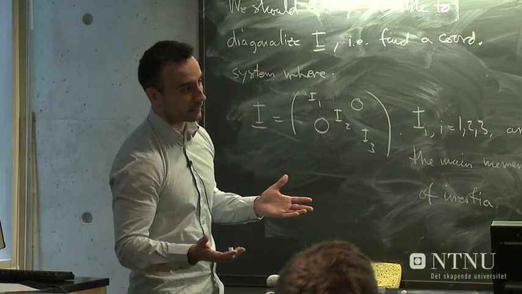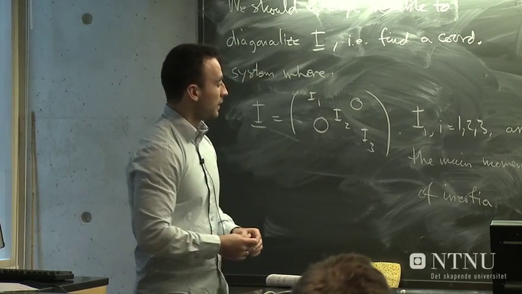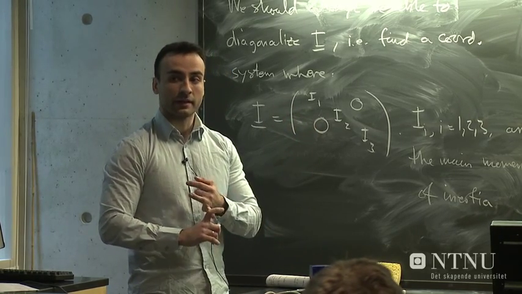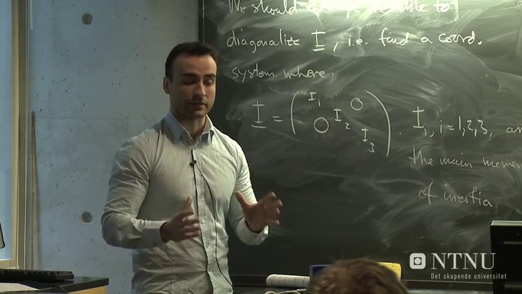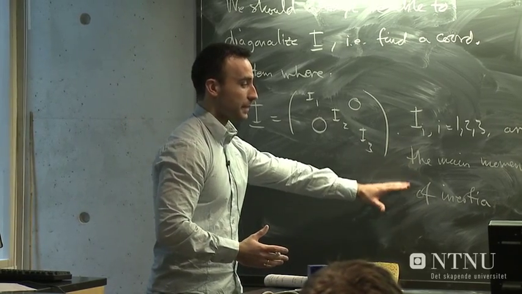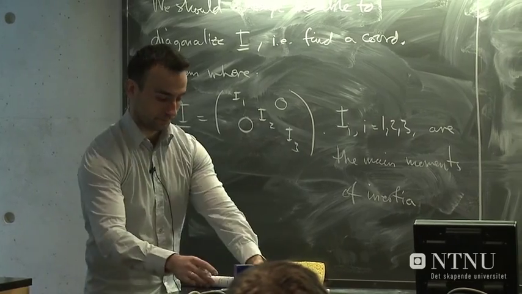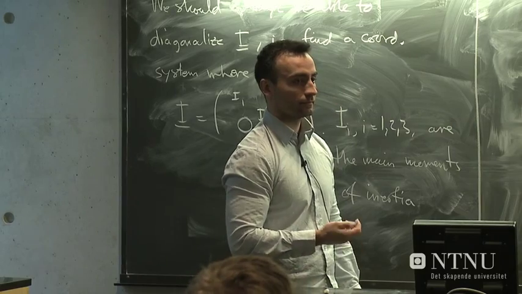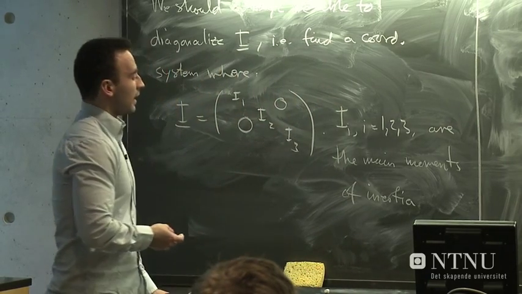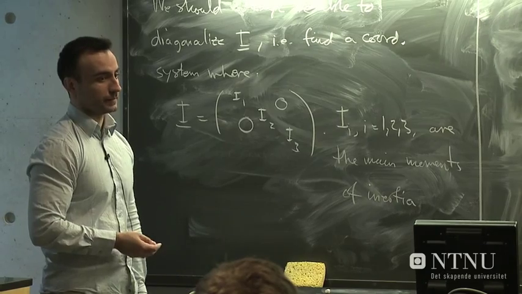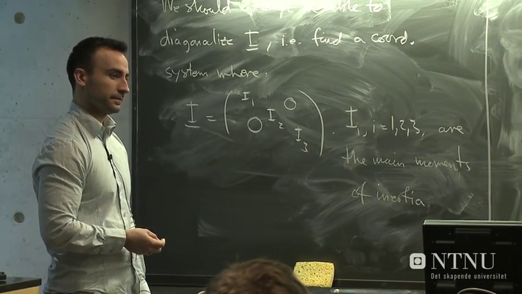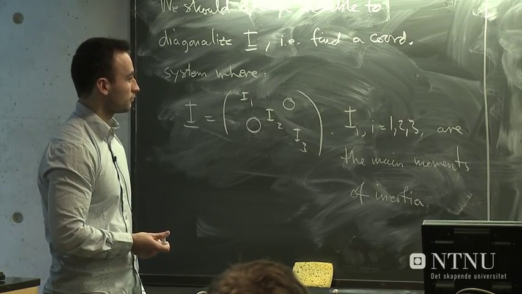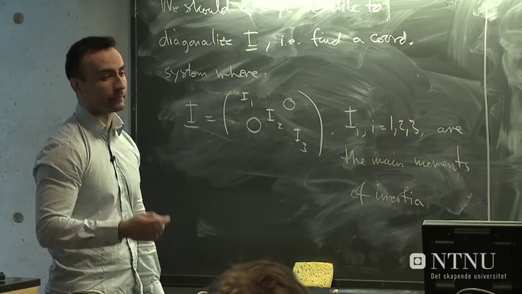But for more complicated, arbitrary shaped rigid bodies, this tells us that we should still be able to find a coordinate system where we can diagonalize the matrix of inertia and identify these main moments of inertia. Question: Is there always three main moments of inertia? It's possible that one of them could be 0, but it's maximum 3, for any 3D body.